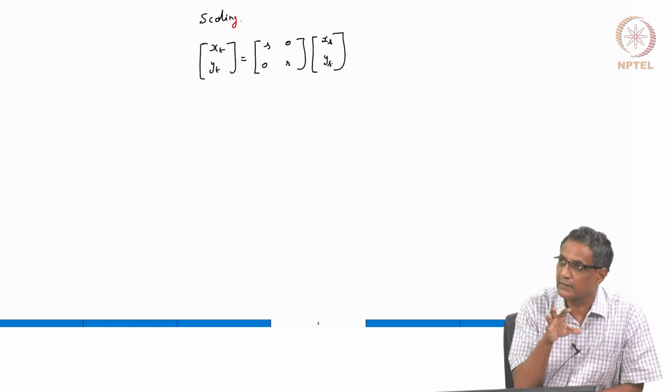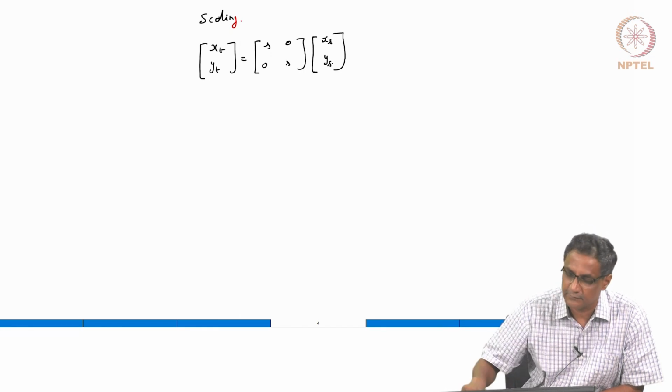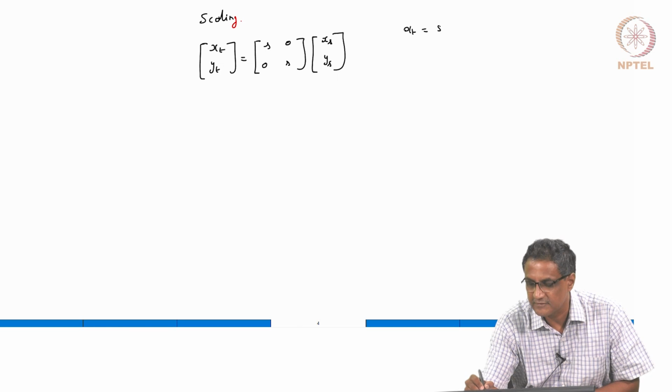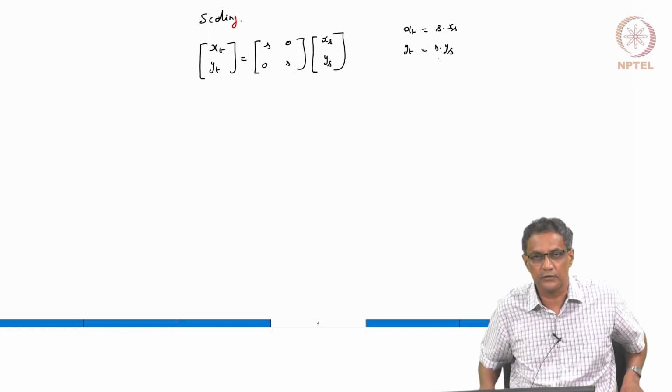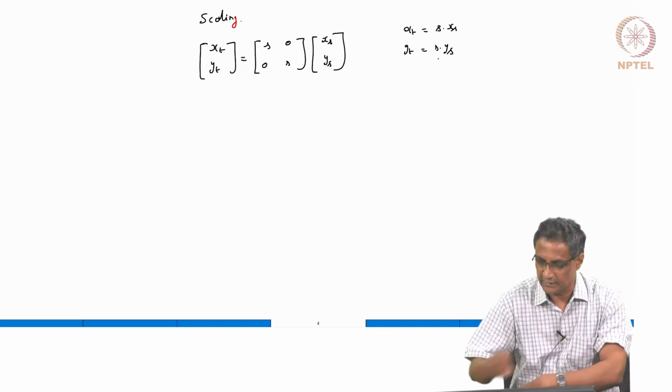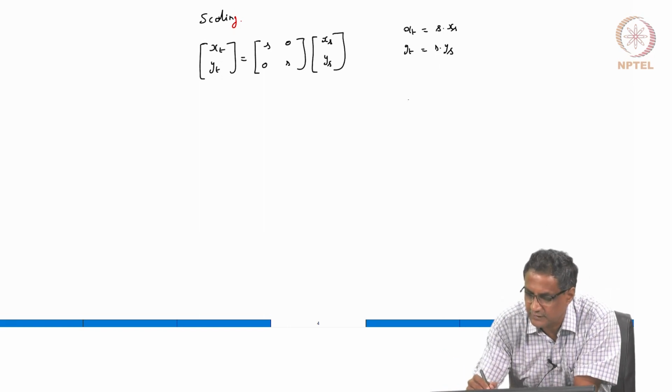Zoom, let's see. So what do you get? xt is S times xs, and yt is S times ys, right? So if you wanted to zoom in, S, yeah. So then zoom in. What this means is this, right?